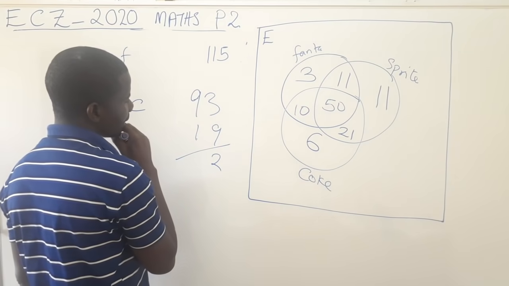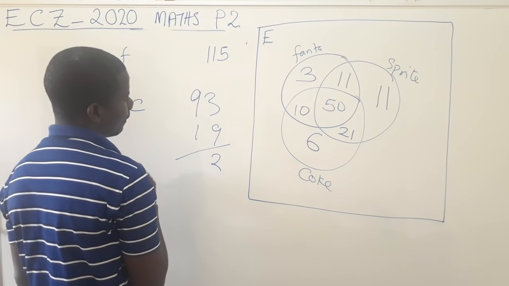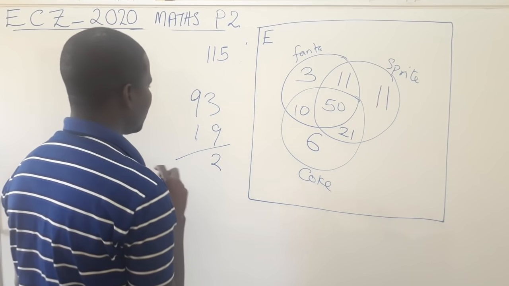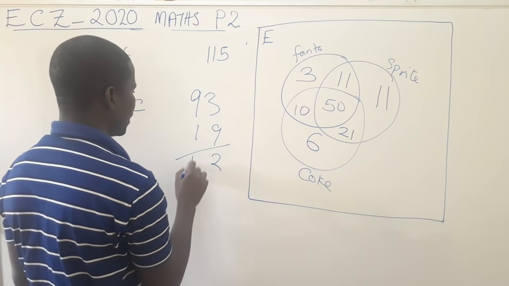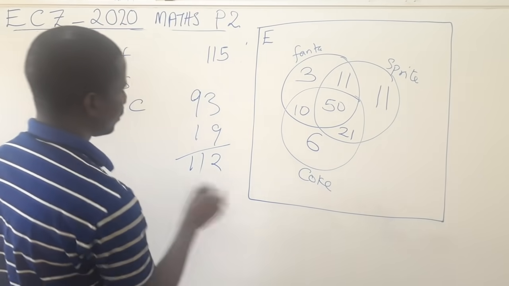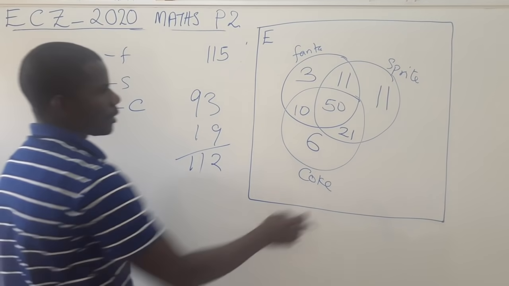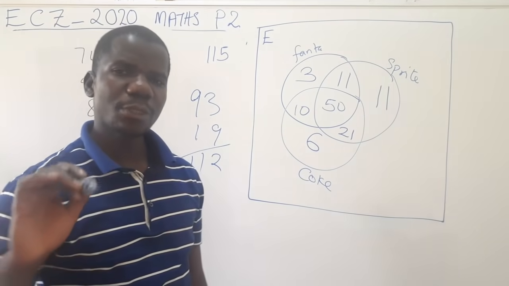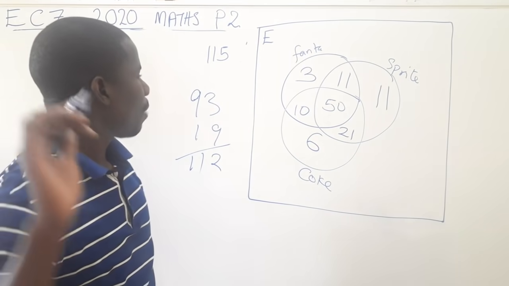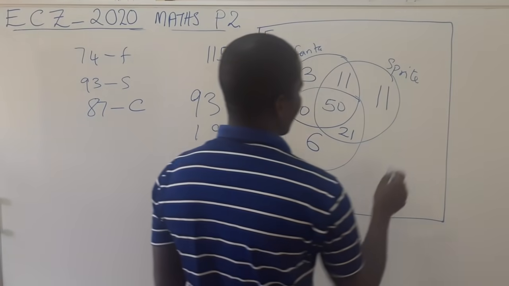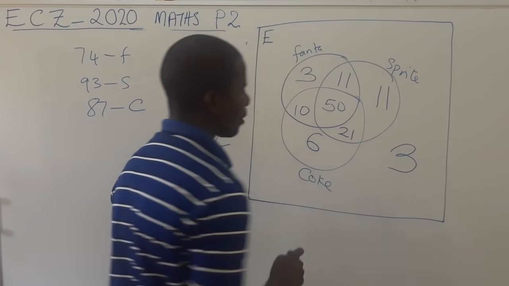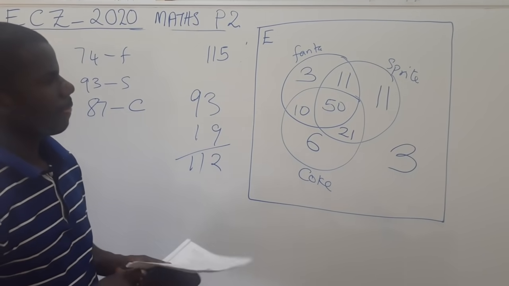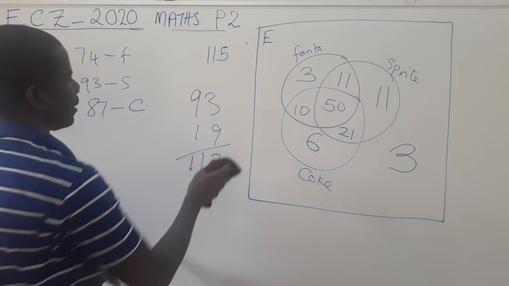And this is going to give us 10. Okay. This is going to give us 10 plus 11. So these ones here are giving us 112. But we are told that the students were 115. So meaning the 3 must be outside.